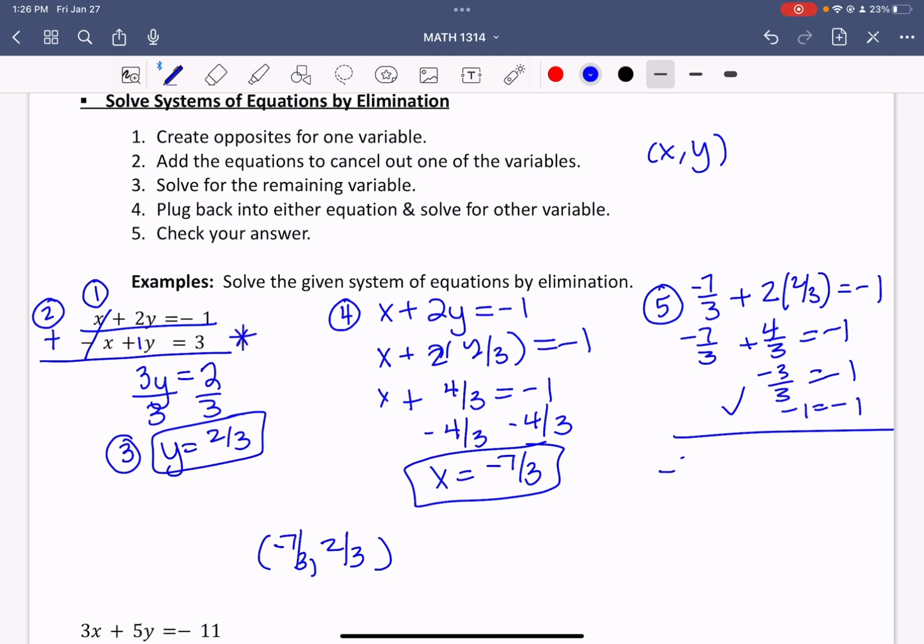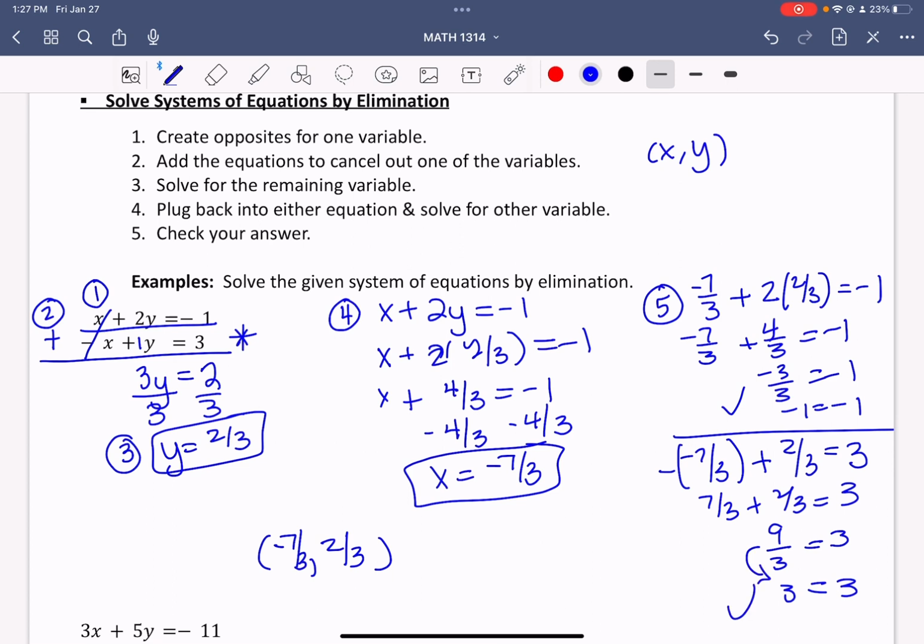Again, I'm plugging into the second one here. -7/3 plus 2/3, and it says that that is going to be equal to +3. Negative times negative gives me a positive, and adding those together gives me 9/3. 3 does equal 3. That's the reduction of the 9/3. So again, it worked out.